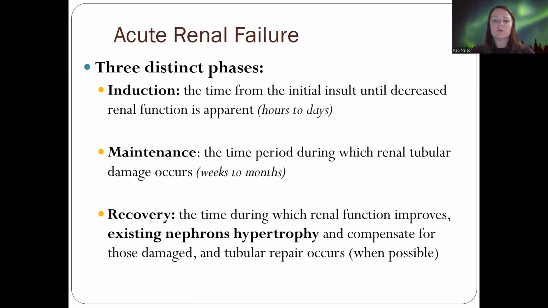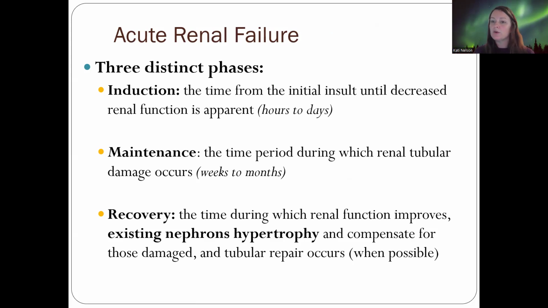So when you think of acute renal failure, there's three distinct phases. The first one is induction. This is the time from the initial insult until the decreased renal function is apparent, right? So hours to days. The maintenance, this is the time period in which renal tubular damage occurs. So weeks to months, this is happening over time. And then recovery. This is the time during which renal function improves.